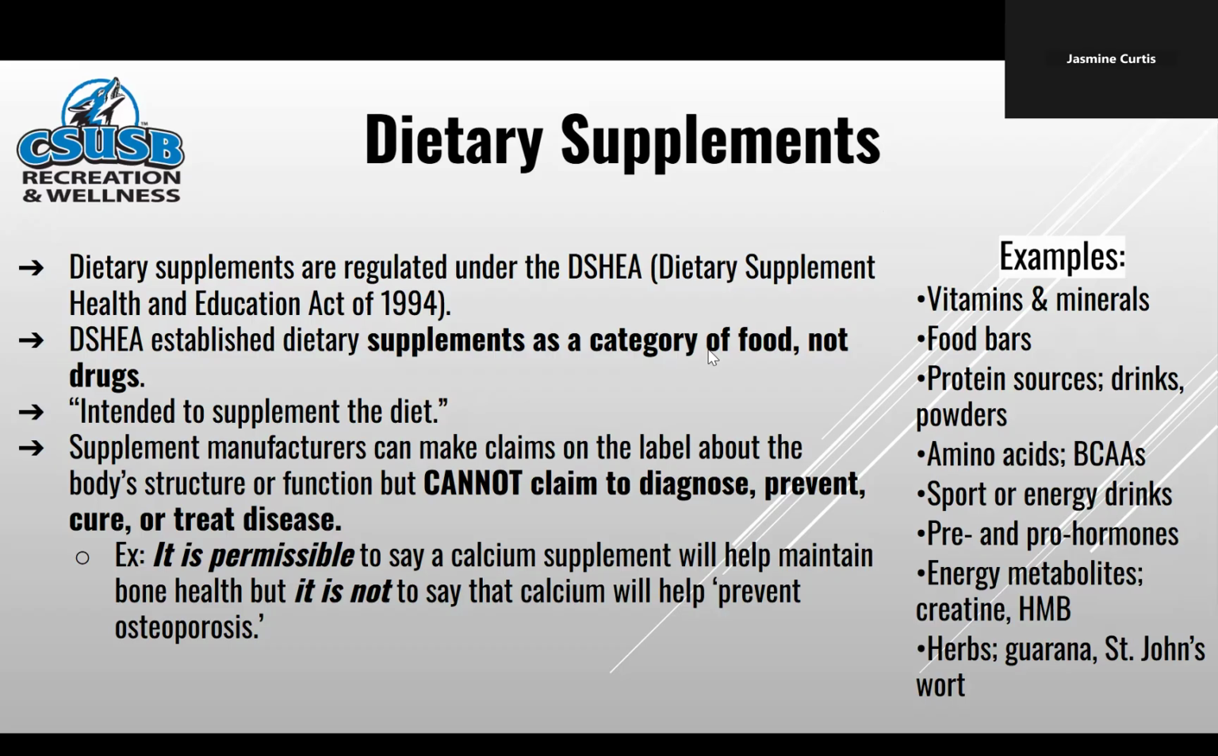Some examples of dietary supplements are vitamins, minerals, food bars, protein sources, drink powders, amino acids, BCAAs, EAAs, sport or energy drinks, pre and pro hormones, energy metabolites, creatine, HMB, herbs, guarana, St. John's wort. These are all considered dietary supplements.